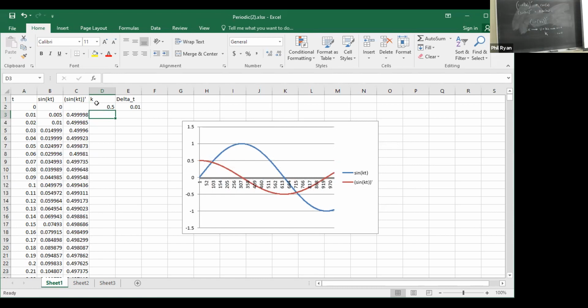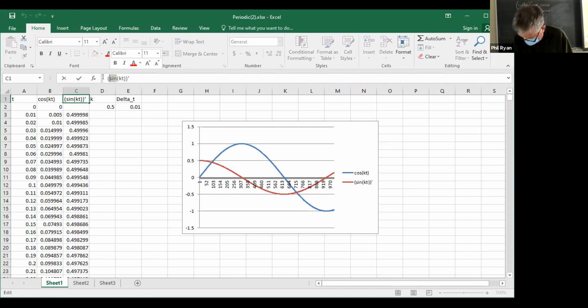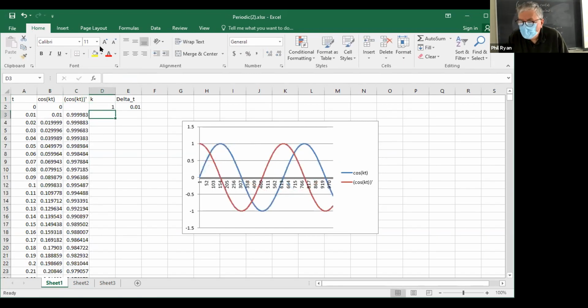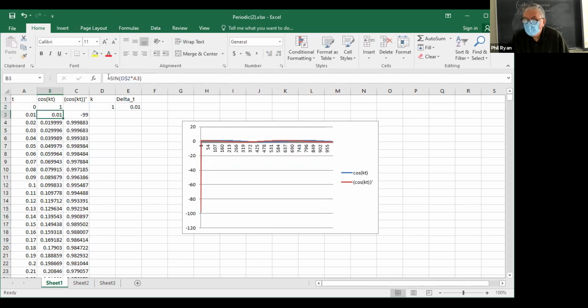Okay, well, what happens if we change sine to cosine? So let's go ahead and do that. So let's change this. I'm going to do cosine now. Here's the derivative of cosine. And I'm going to change the k back to 1. And I've got to change this to cosine here. And I'm going to copy and paste.